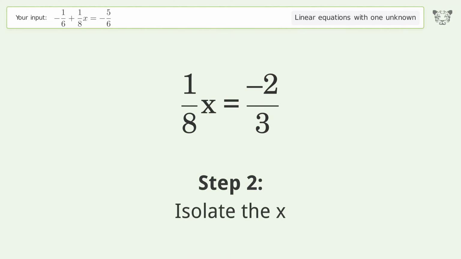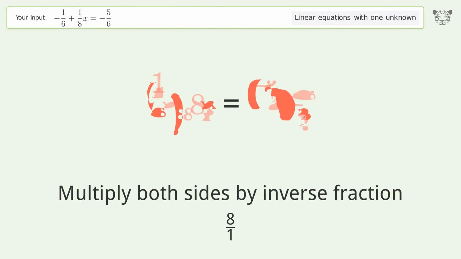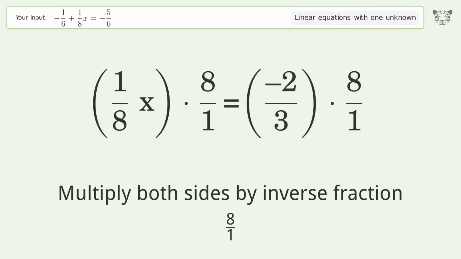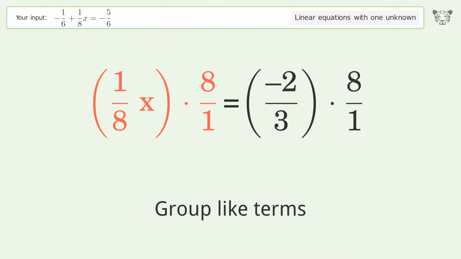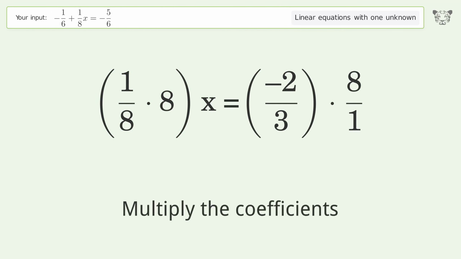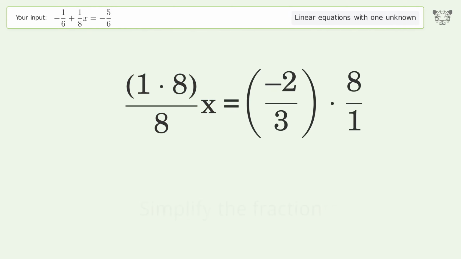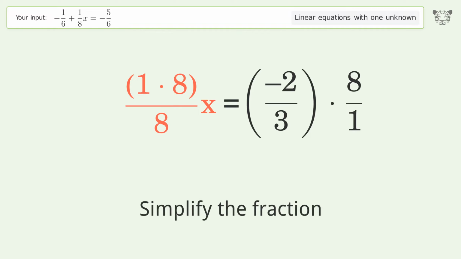Isolate the x. Multiply both sides by the inverse fraction 8/1. Group like terms. Multiply the coefficients. Simplify the fraction.